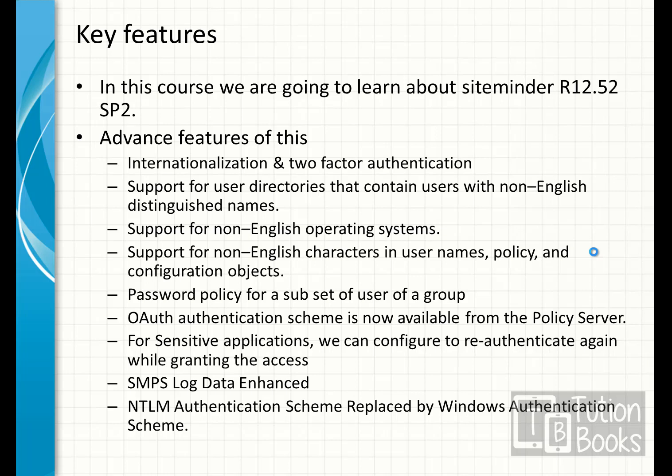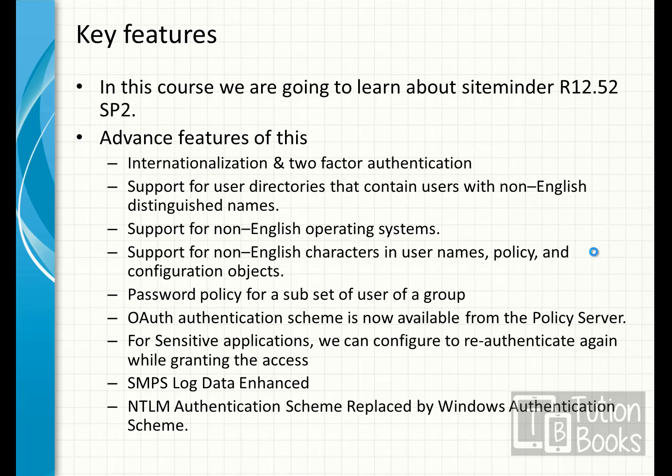Secondly, it supports user directories that contain users with non-English distinguished names. Before this, each user directory contained distinguished names, and the DNs had to be in English, like CN equal to name, OU equal to something, and DC equal to something, and DC equal to com. So if it is a distinguished name, CN equal to, DC equal to and OU equal to, it would be just English characters, but now it can support other characters also.